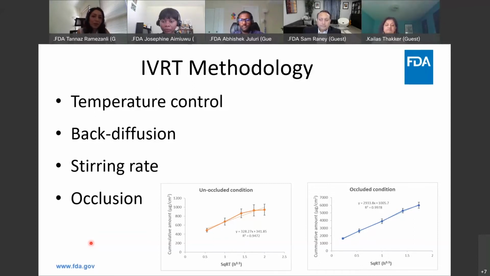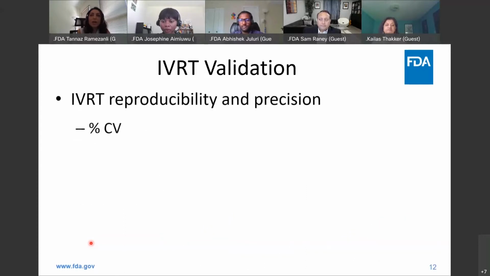I think we can move to the next topic, because we are short on time. Okay. So for IVRT validation, one aspect is related to IVRT reproducibility and precision. Sam, I think, did a wonderful job explaining these studies and the required percentage CV that we expect to see for the precision studies. One question that we got is, if for the altered formulation we could not have a percentage CV of less than 15%, would that be acceptable? Anyone from FDA want to comment on that?